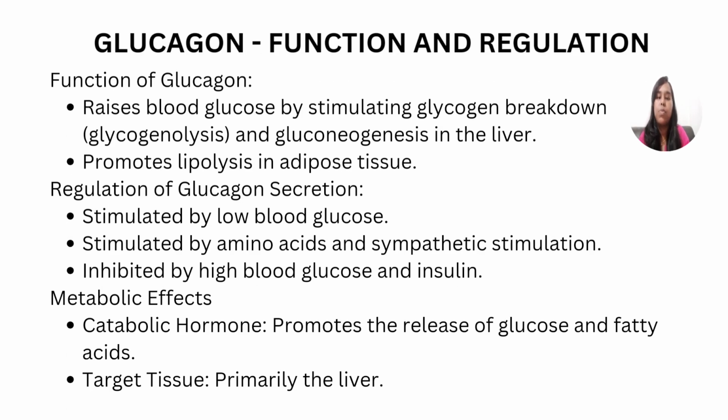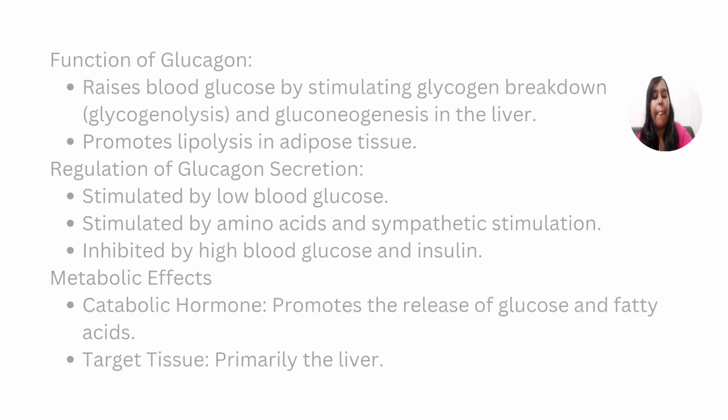First, alpha cell, which produces glucagon, its function and regulation. Functions of glucagon: it raises blood glucose by stimulating glycogen breakdown, glycogenolysis, and gluconeogenesis in the liver. It promotes lipolysis in adipose tissue. Regulation of glucagon secretion: it is stimulated by low blood glucose, and also stimulated by amino acids and sympathetic stimulation, and inhibited by high blood glucose and insulin. Metabolic effects: catabolic hormone, promotes the release of glucose and fatty acids. Its target tissue is primarily the liver.